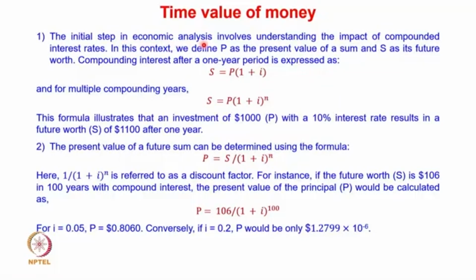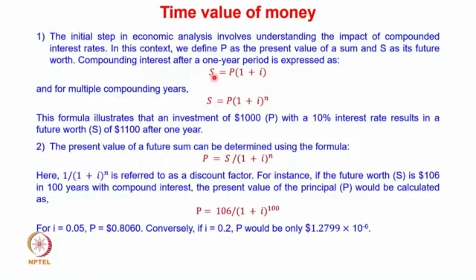So the initial step in the economic analysis involves understanding the impact of compounded interest rates. So in this context we define P as the present value of the sum and S as the future worth. So compounding interest after a 1 year period is expressed as follows. If I have P amount today, what will be its worth after 1 year? We calculate that using this equation. S is nothing but the value of this money after 1 year. So S will be given as P into 1 plus i, where i is the interest rate. This is how the value of the money is going to change over the period, and that is accounted for using this equation.